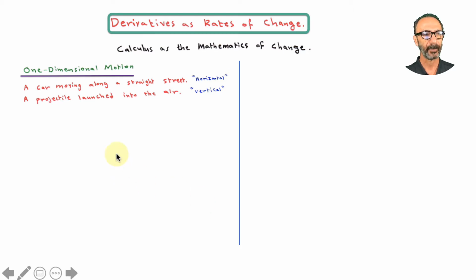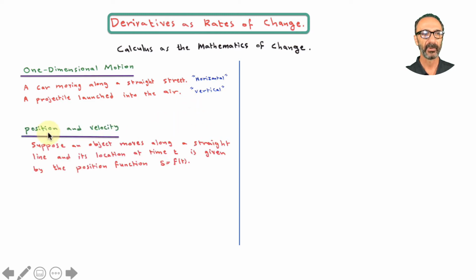Here we go. One-dimensional motion. A car moving along a straight street is called horizontal change or move. A projectile launched into the air is called vertical. Position and velocity.